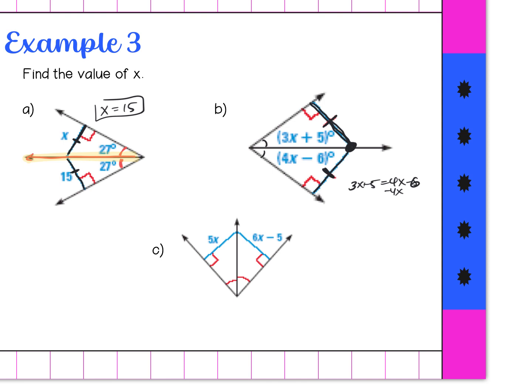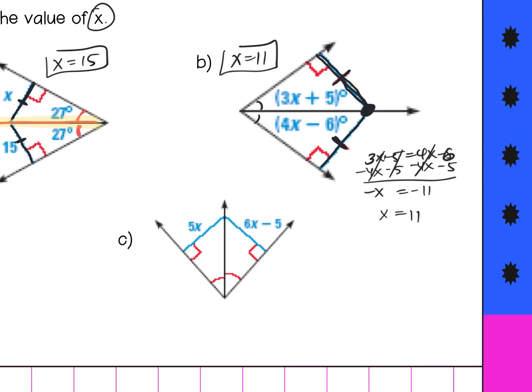I'm going to subtract 4x from both sides. I'm going to subtract 5 from both sides. And I'm going to end up getting minus x equals minus 11. So x equals positive 11. And again, they don't want to know the angle measures. They only want to know the value of x. So I can stop there.